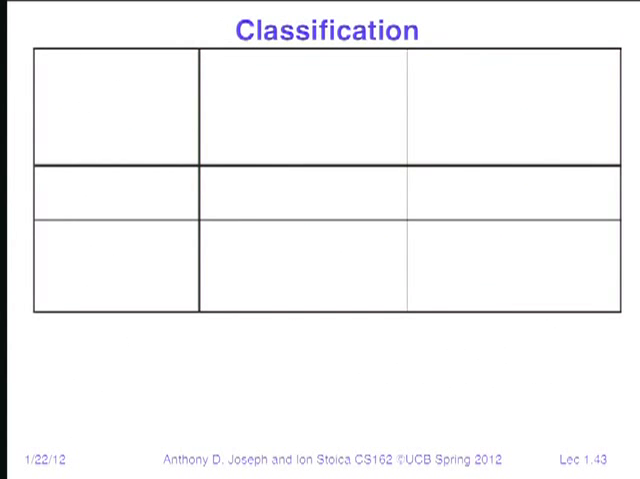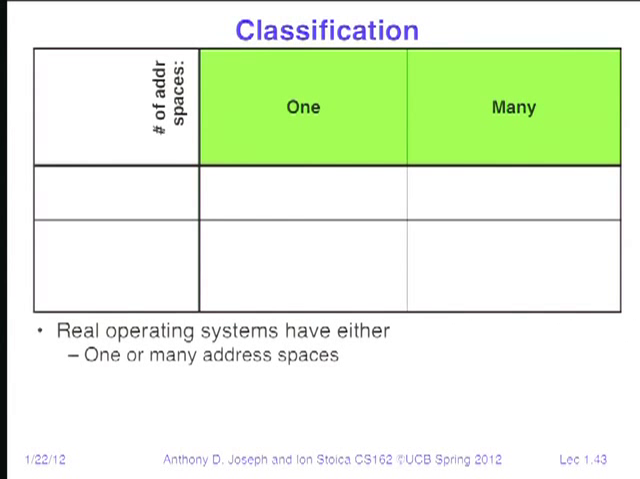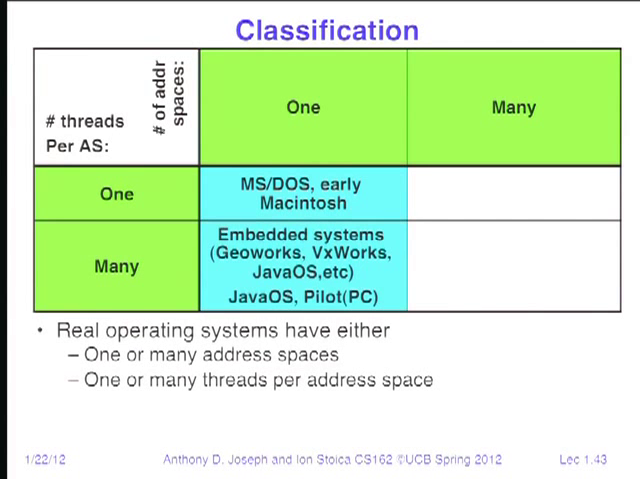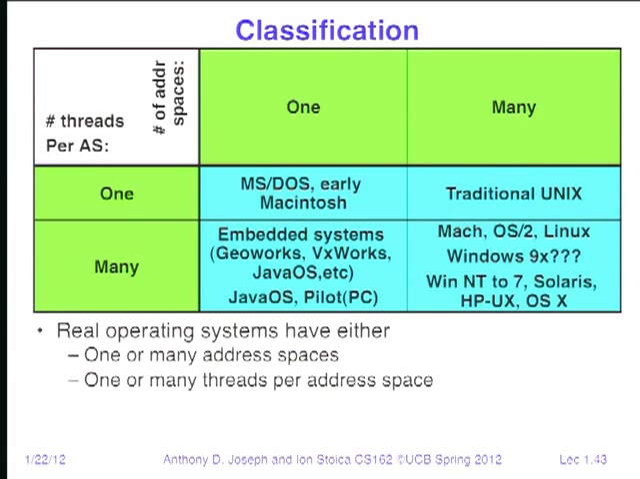Okay. So, quickly, let's go through classification. We can classify operating systems by one or many address spaces, by one or many threads per address space, and original versions of PC operating systems fell into the 1 and 1 category. Embedded systems, in real-time systems, we have one process, or one address space, many threads. Traditional Unix was many processes, one thread per process, heavyweight process. And modern operating systems, many threads, many address spaces.